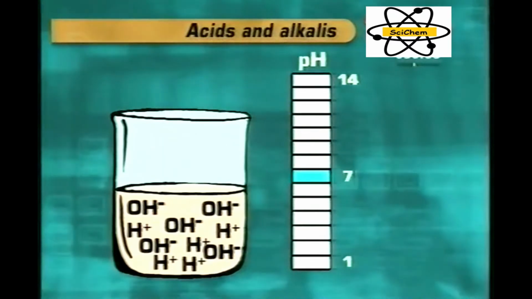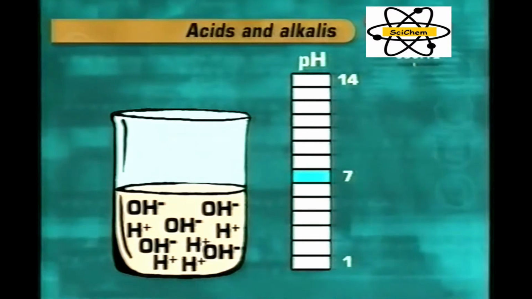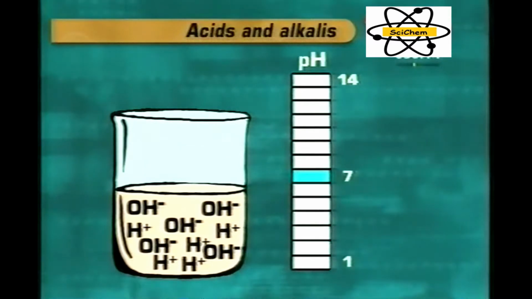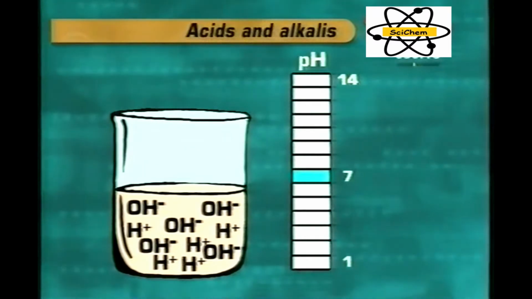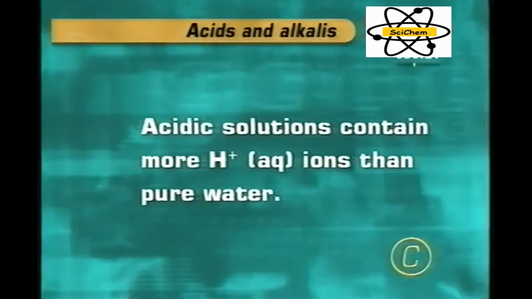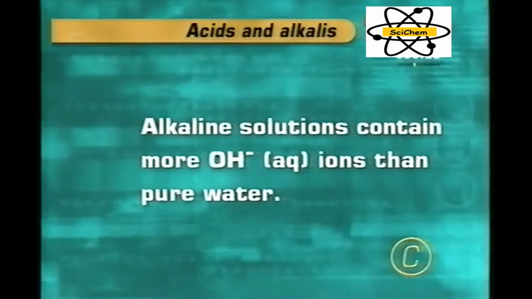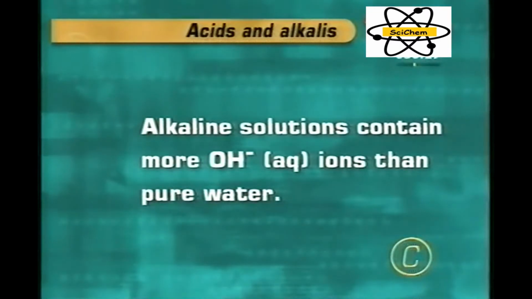In addition, at credit level, you should also know that pure water contains hydrogen ions and hydroxide ions, but in the same concentration. They balance the effects of each other, so the solution is neutral. Acidic solutions contain more hydrogen ions than pure water. Alkaline solutions contain more hydroxide ions than pure water.